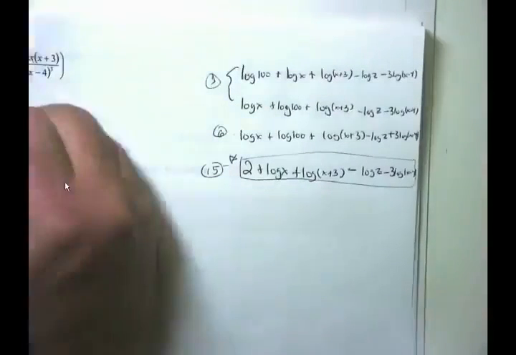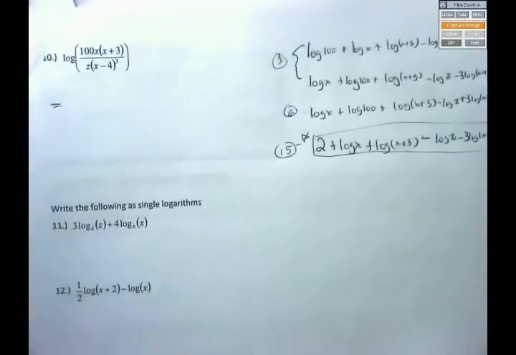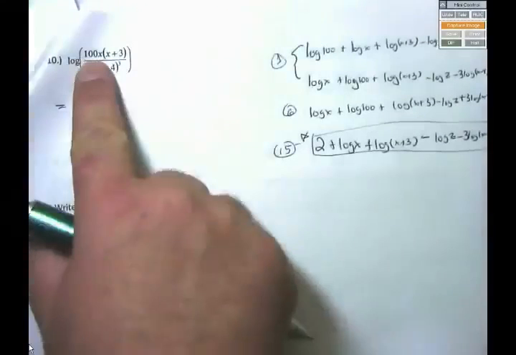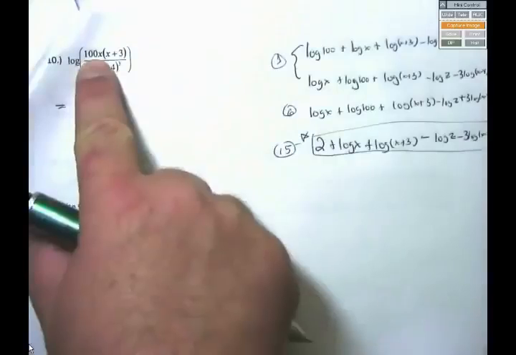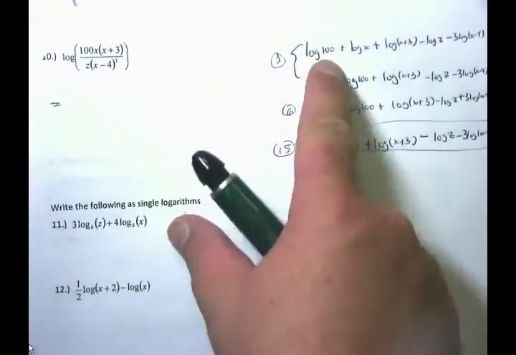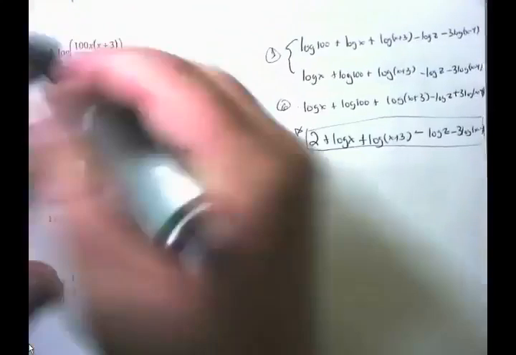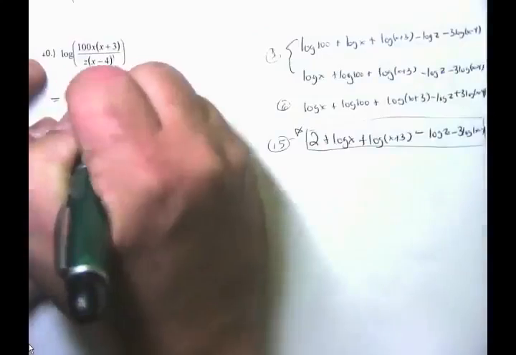Let me explain why. The deal is this. You guys did it right. Multiplication turns into addition. I'm proud of you guys for not putting the log of 100x. This is a number. I don't care if it's a number or a variable. If it's being multiplied, you can bust it up with a log.